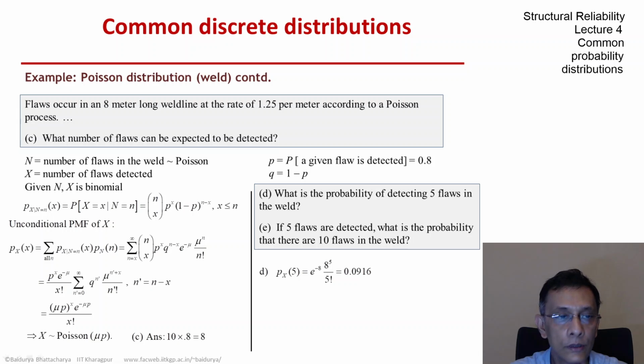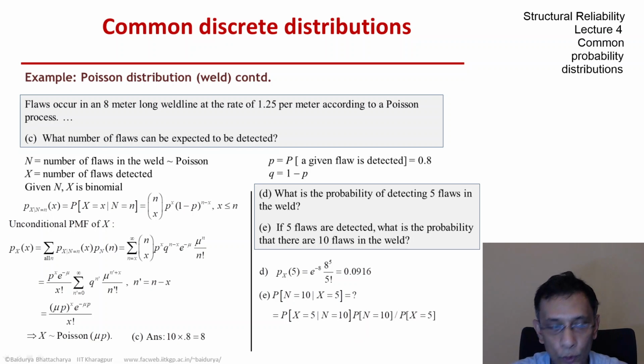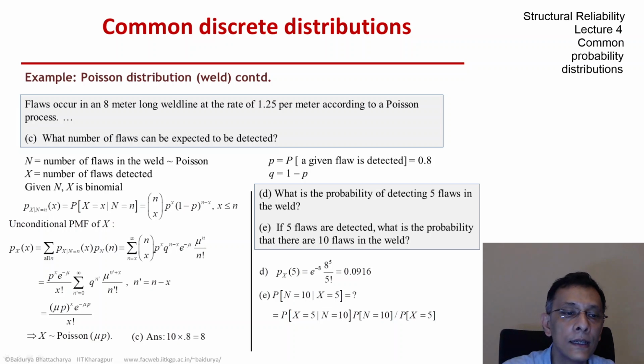Just make sure that you use the right mean, so we use the mean of 8 for this particular question. Question E is clearly a conditional probability, so we're going to use the Bayesian formula. So we need P of N equal to 10 given that X is equal to 5. So let's just plug in the formulas. We need P of X equal to 5 given N is 10, and the prior PMF of N at 10 as well. We have already derived P of X equals 5, which is in part D.